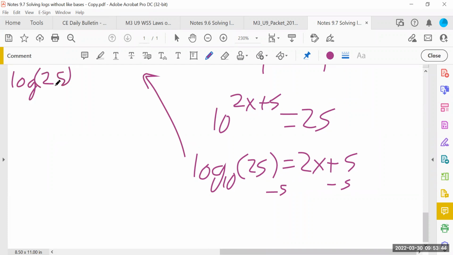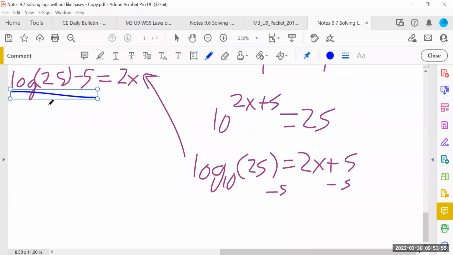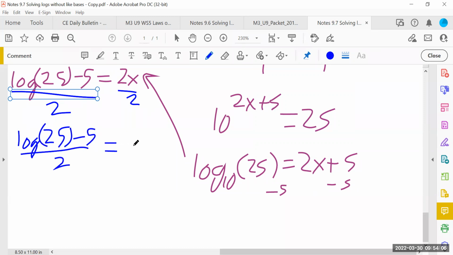Put it in parentheses if you need to, to make sure you don't accidentally subtract 5 from this. The 5 stays on the outside, equals 2x. Divide by 2. Log of 25 minus 5, divided by 2, equals x.